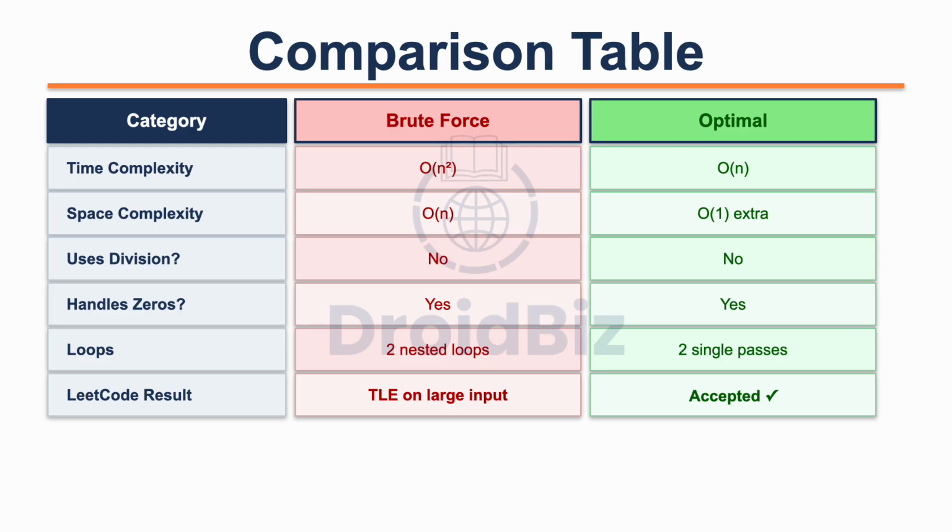That's it for LeetCode 238, Product of Array Except Self.